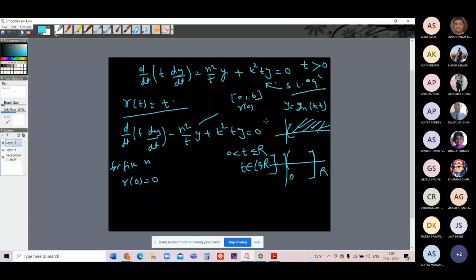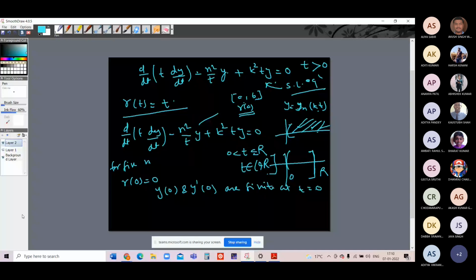And if at an end point r becomes 0, at that point we can drop the boundary condition. So at the point x equal to a, we can drop the boundary condition. It says that y and y dash at the point 0 are finite. Because r(0) is 0, this says that y(0) and y dash(0) are finite at t equal to 0.